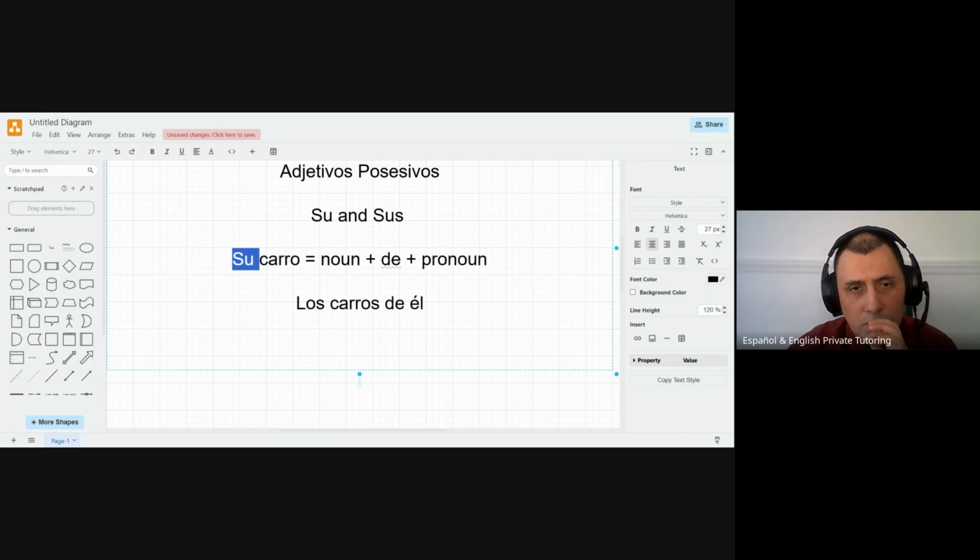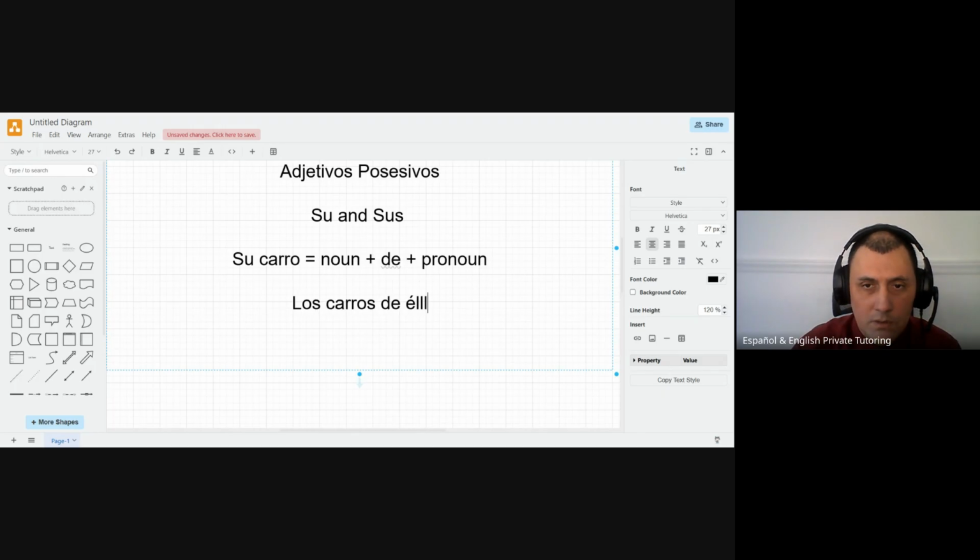This can also mean, let's use third person plural here. So it will be su carro. In English, it will be their car. Okay. So let's use the formula to clarify this. Los carros de ellos. Notice the su is singular, but still we are talking about several people.